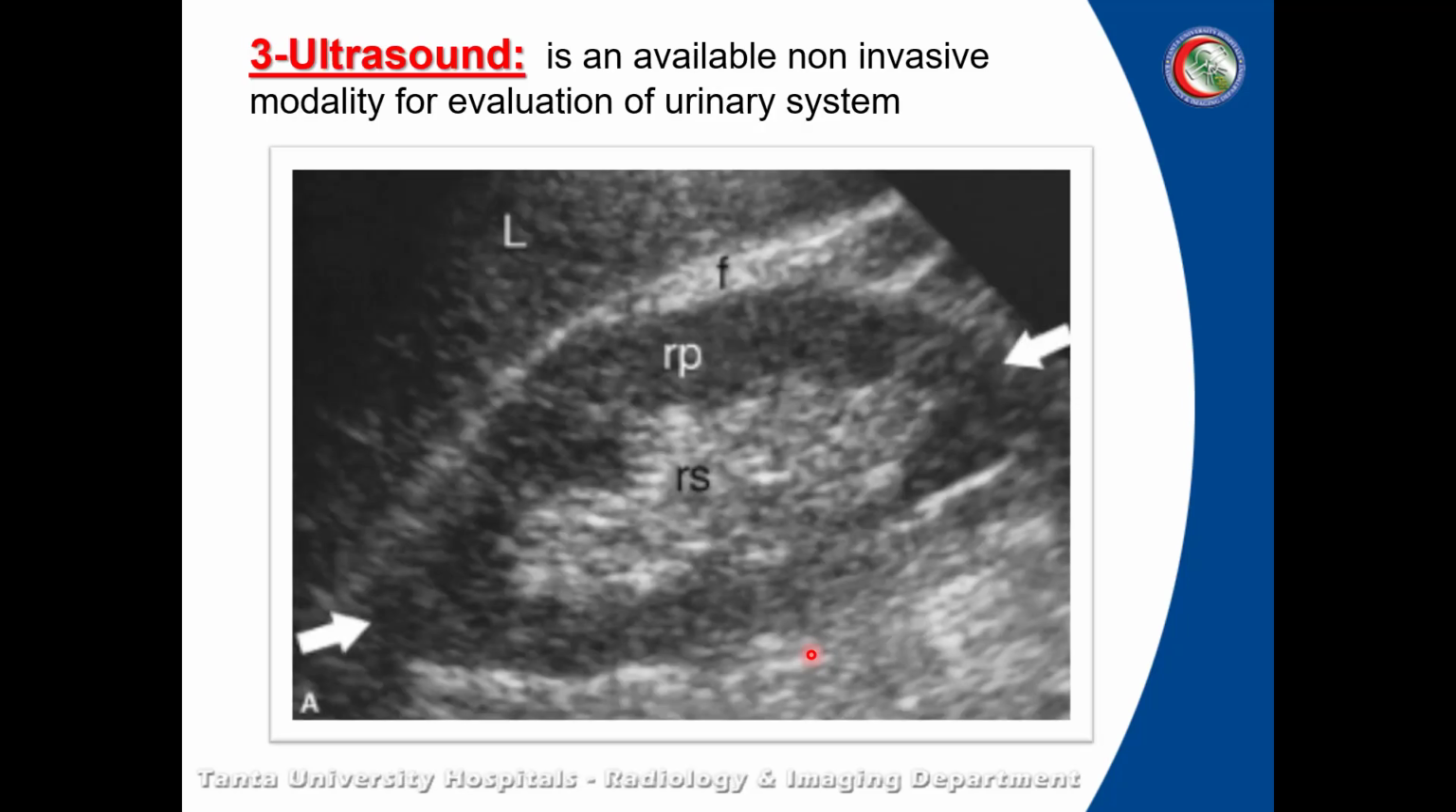The third imaging modality is ultrasound, which is available and non-invasive, with no exposure to radiation and no exposure to contrast medium with its complications. So it's very important for evaluation of the urinary system. This is the normal appearance of the renal tissue. This is the right kidney, its upper pole and its lower pole, and this is the region of the sinus fat, and this is the capsule of the kidney, a very thin capsule from outside, and this is the cortex of the renal parenchyma or the outer portion of the renal tissue.